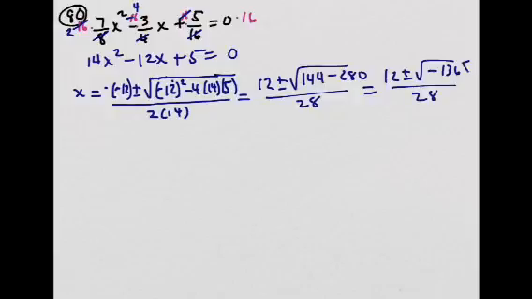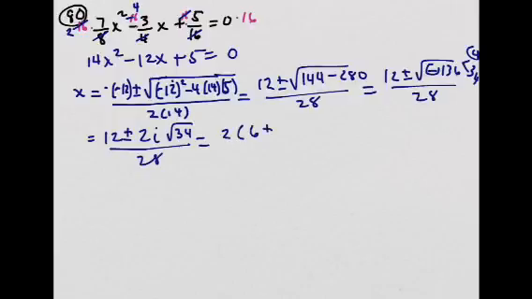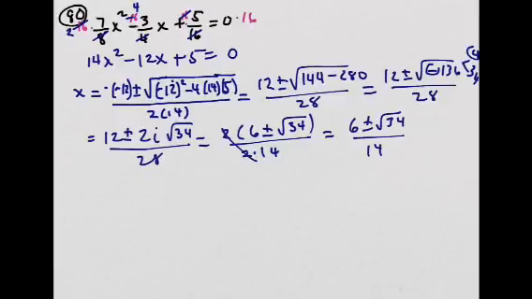So 136 is 4 times 34. So the 4 comes out, and the negative comes out as an i, right? So now I've got 12 plus or minus 2i, square root of 34, all over 28. So I'm going to factor out a 2. And 28 is 2 times 14. So the 2's reduce, they're gone. And so your final answer is x equals 6 plus or minus i square root of 34 over 14. Remember, you cannot reduce the 6 and the 14 by 2 because you would need a common factor right here, and you don't have one.